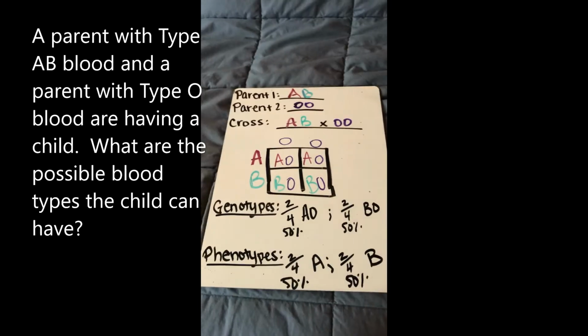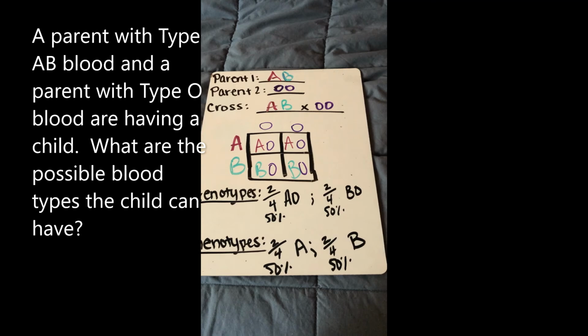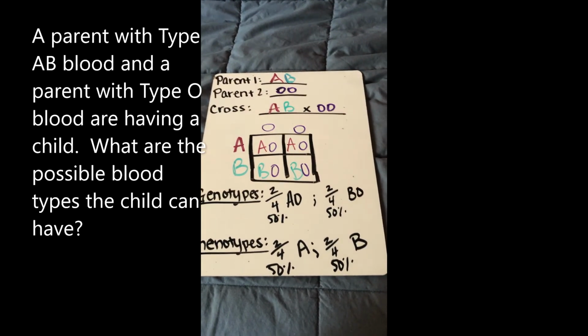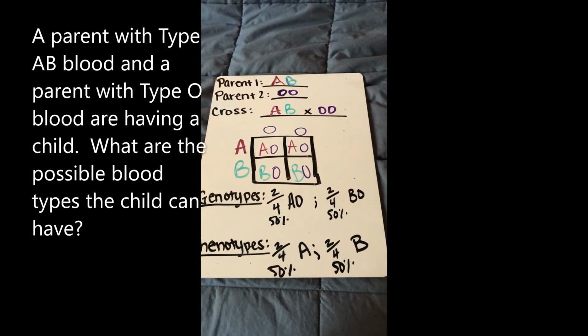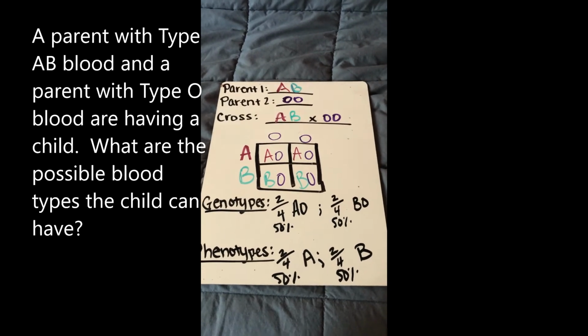So these were the only two types that one of their children could have. They could either have type A blood or type B blood, and they would have to be heterozygous A or B. There's no way you could get an AB child or just a type O child from this cross.